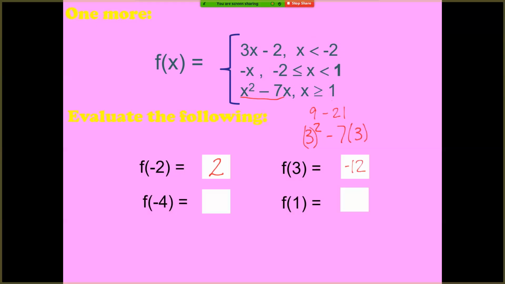-4 falls under which category? First, second, or third? First. So -4 is less than -2. Since -4 is less than -2, we're going to use 3x minus 2. So we're going to take 3 times -4 minus 2. 3 times -4 is -12, minus 2 is -14.